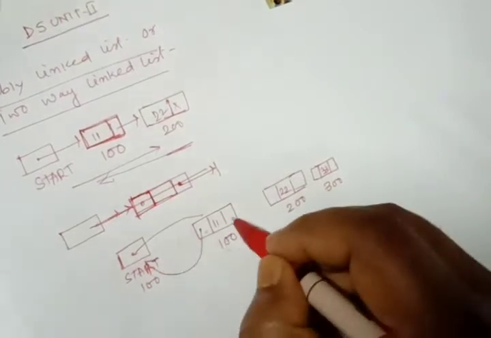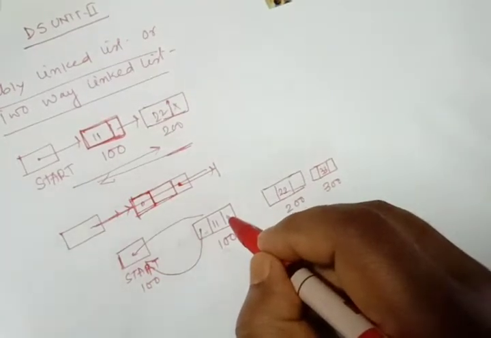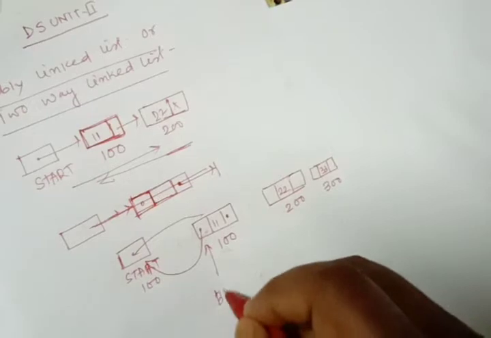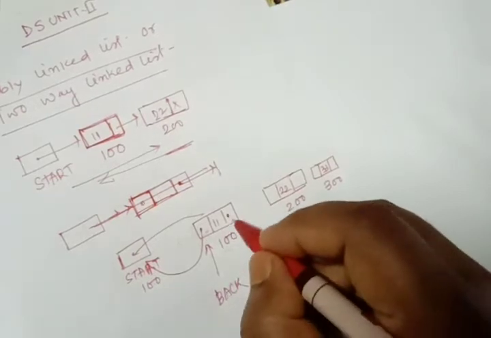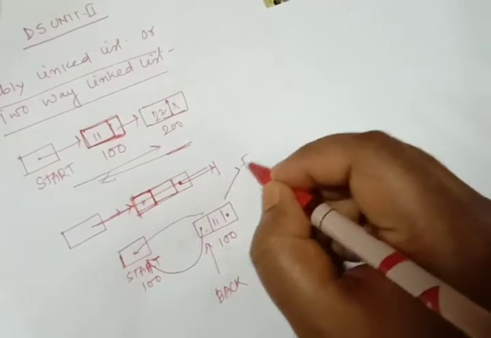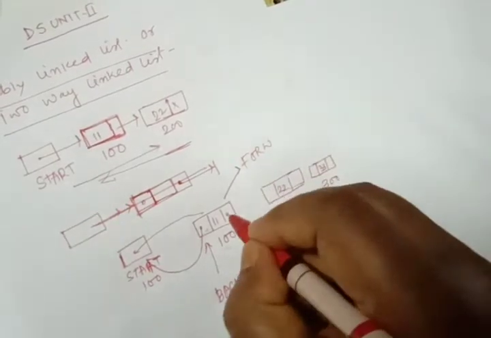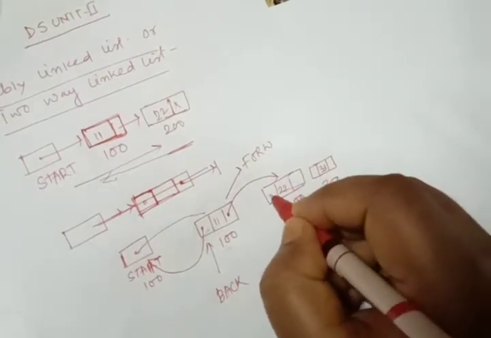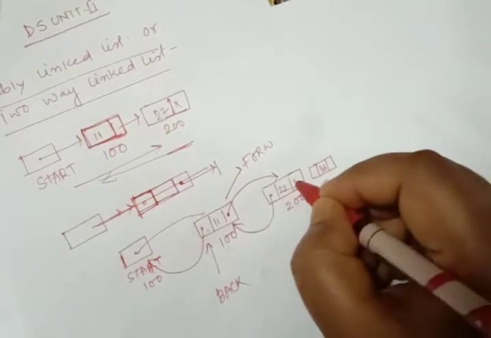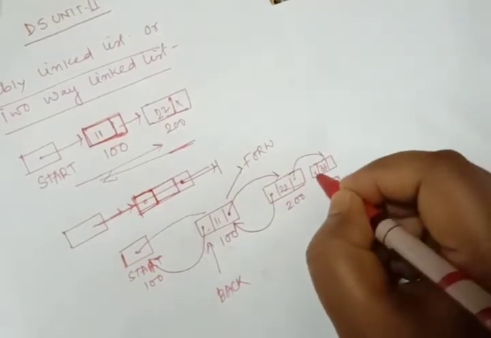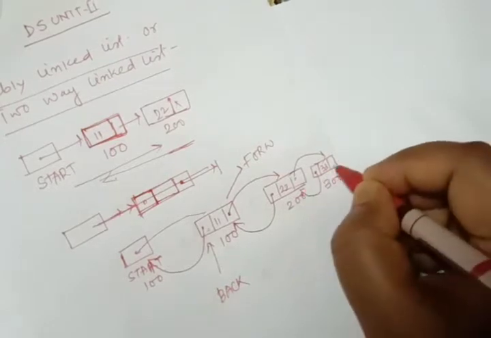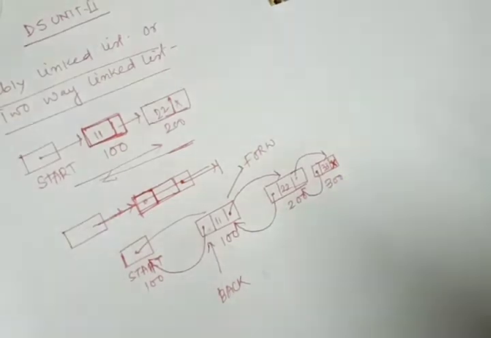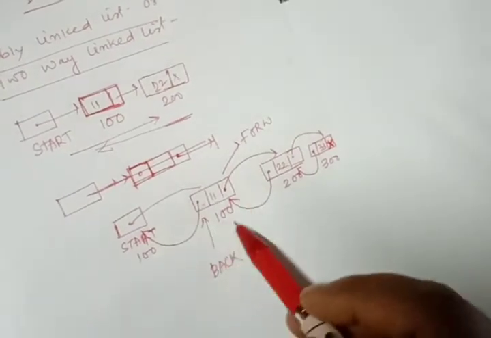Like this, it will point like this. The first part of the link is known as the backward link, and this one indicates forward. This holds the address of the next node, and this holds the address of the previous node. This part is null, with which we can recognize the end of the list. So this is how the two-way list is maintained.